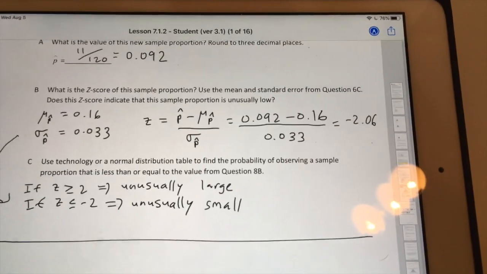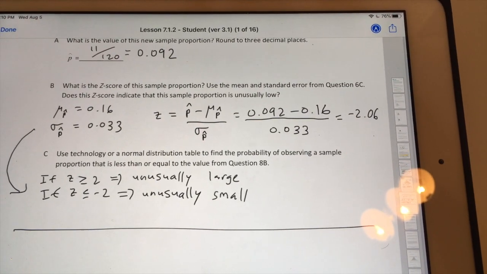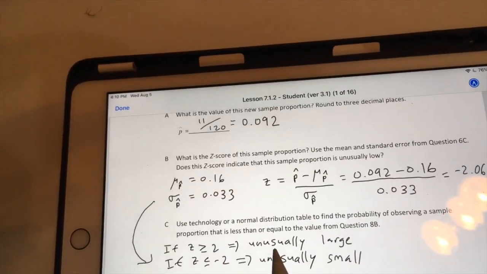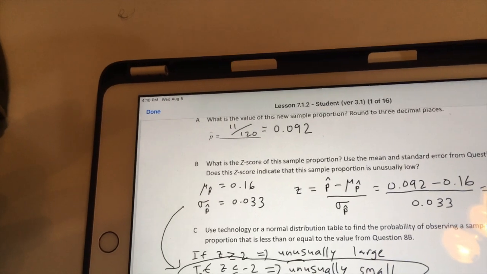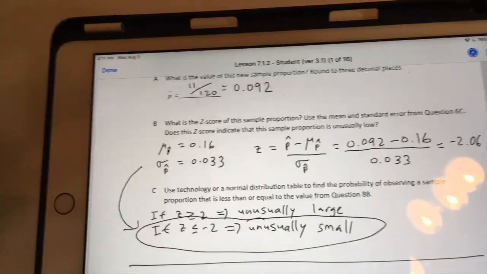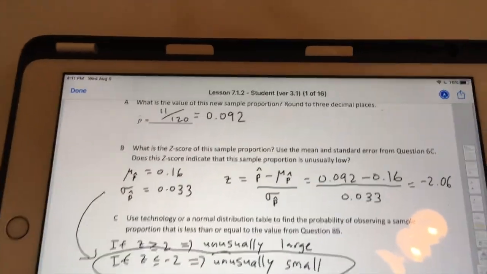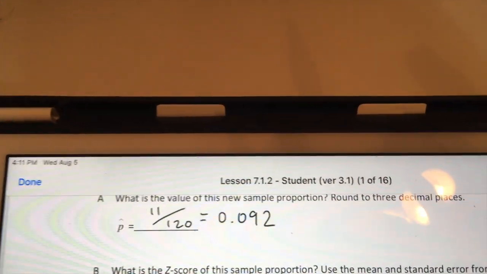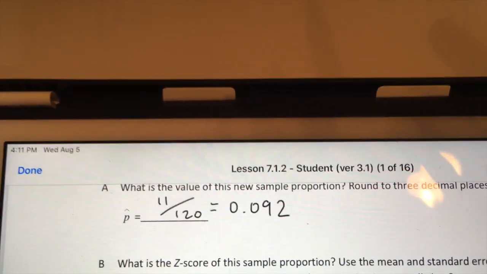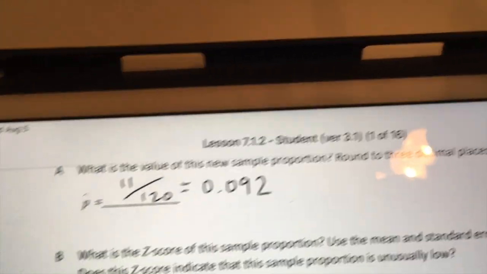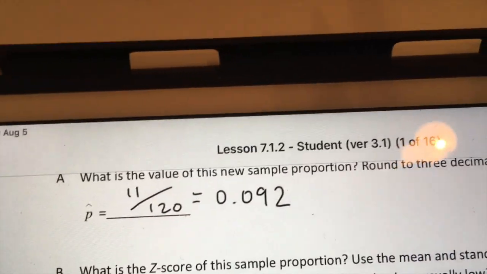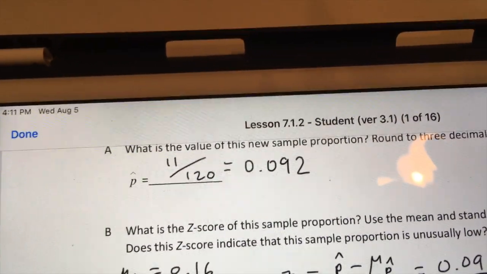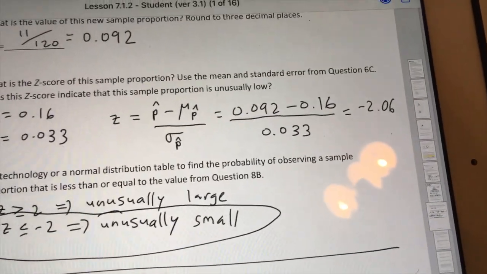So what do we have in this case? Well, -2.06 certainly satisfies this, right? So I'm going to put a circle around this. We have an unusually small value. In other words, let's think back to what this problem is asking. That means that it is unusually small to only get 11 Republicans out of 120, right? Because look at that, that's 9.2%, and we know that the real answer was 0.16, so 16%. So this is a very low answer, and in fact, it's so low that it is unusual.